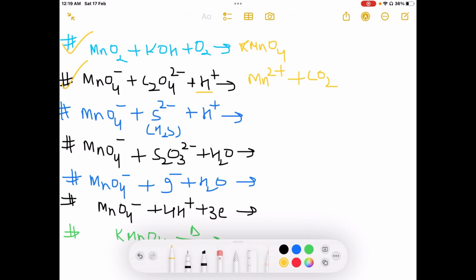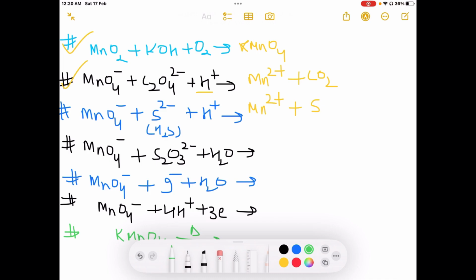In the next reaction, we are having permanganate ion with sulfide in acidic medium. So in this case, MnO4 minus, as the medium is acidic, changes into Mn2 plus, and sulfide changes into colloidal sulfur which is yellow in color.